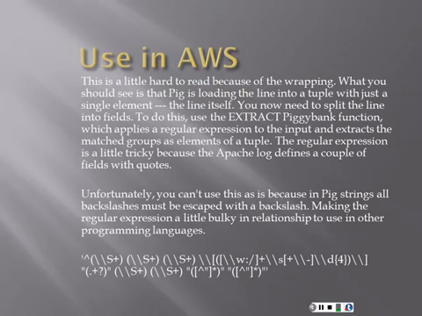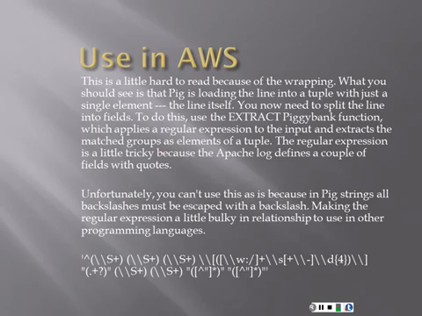Use in AWS. So this is a little hard to read because of the line wrapping. What you should see is that Pig is loading the line into the tuple, our single element, the line itself, and now you need to split that line into fields. To do that, we use the extract command, the piggybank function, which applies the regular expression. So that's how this all works.